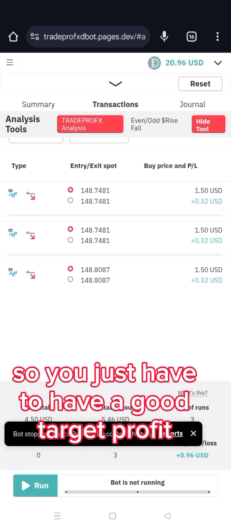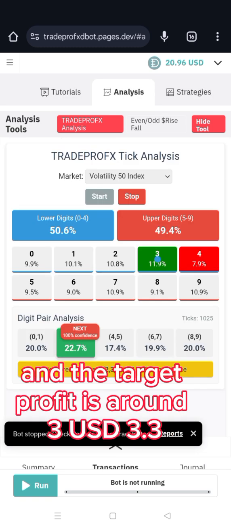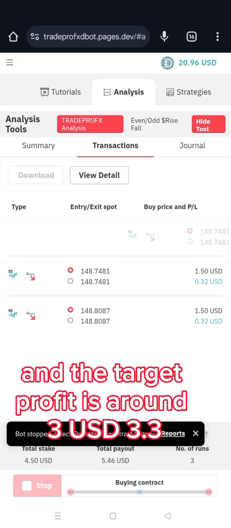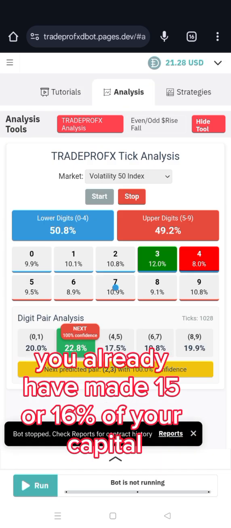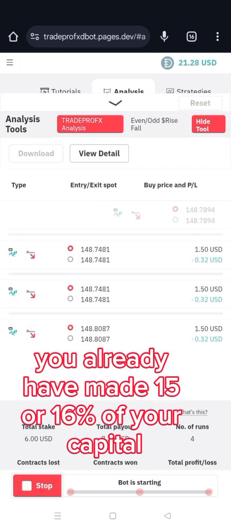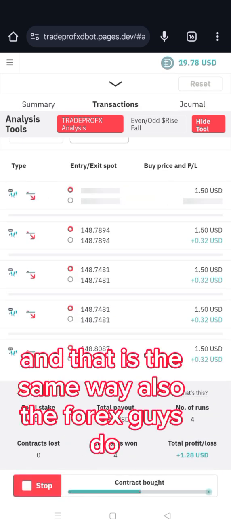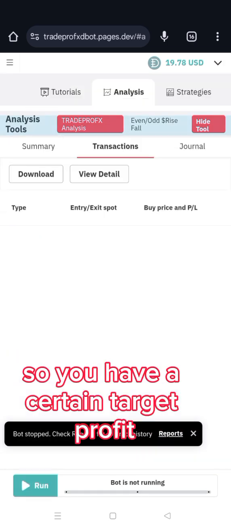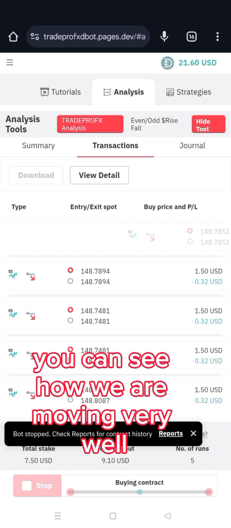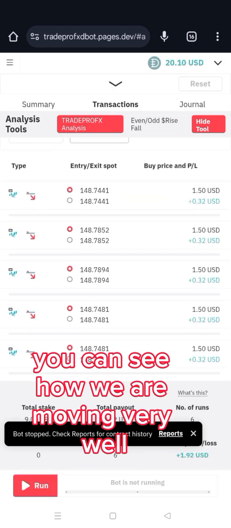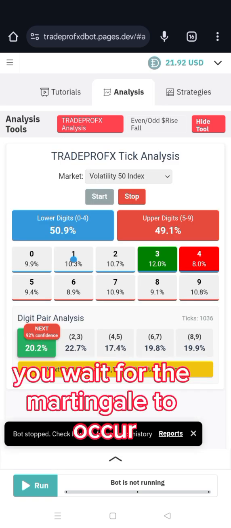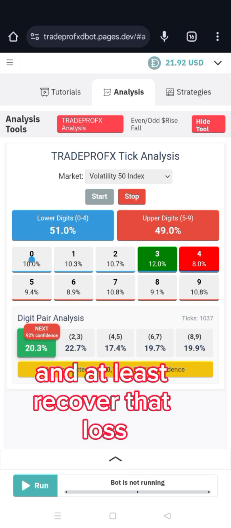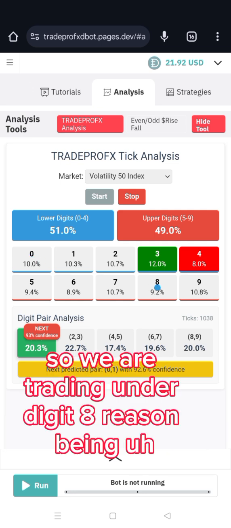So you just have to have a good target profit, and the target profit is around 3 USD, 3.3. You have already made 15 or 16% of your capital. And that is the same way the forex guys also do. So you have a certain target profit. You can see how we are moving very well. So in case of a loss, you wait for the martingale to occur and at least recover that loss and then proceed. So we are trading under digit 8.